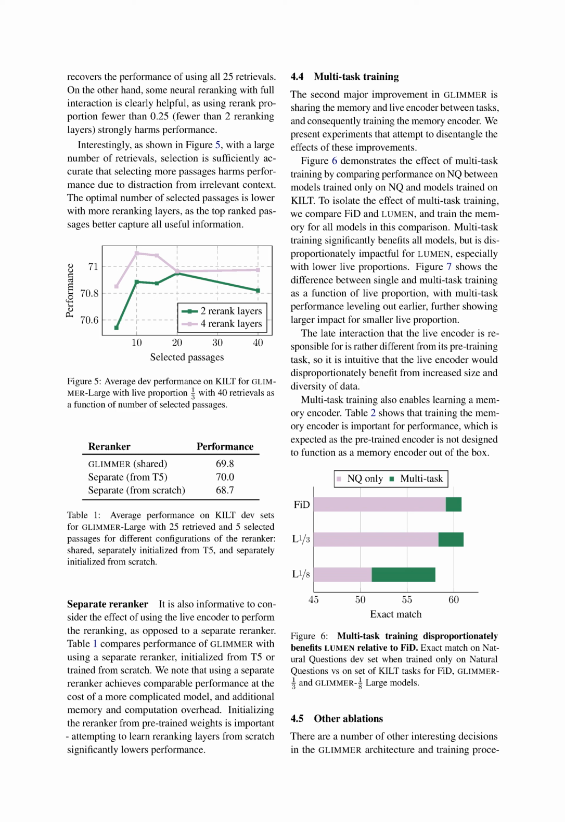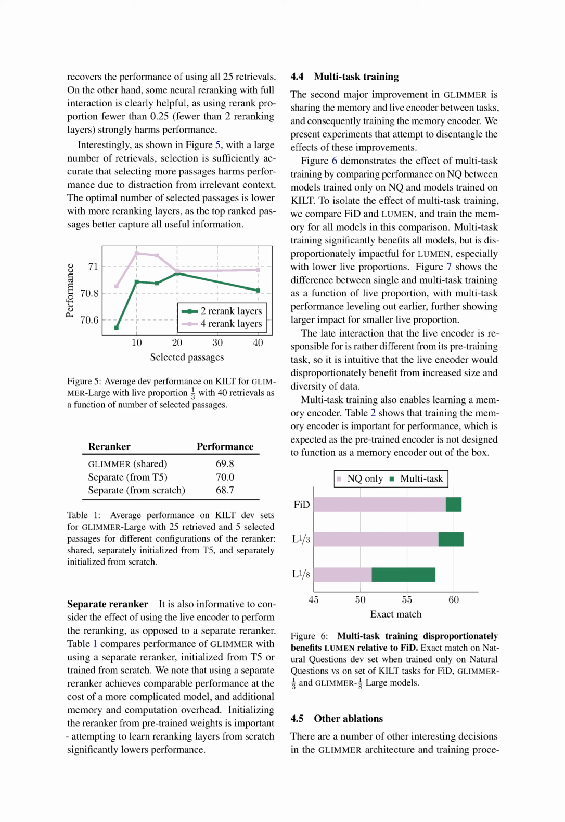One experiment, displayed in a figure, highlights the power of multitask training. It does this by comparing performance on the Natural Questions (NQ) dataset for models trained solely on NQ with models trained on KILT. To pinpoint the influence of multitask training, we examine FID and some other models, ensuring memory training is applied across all models in this comparison.